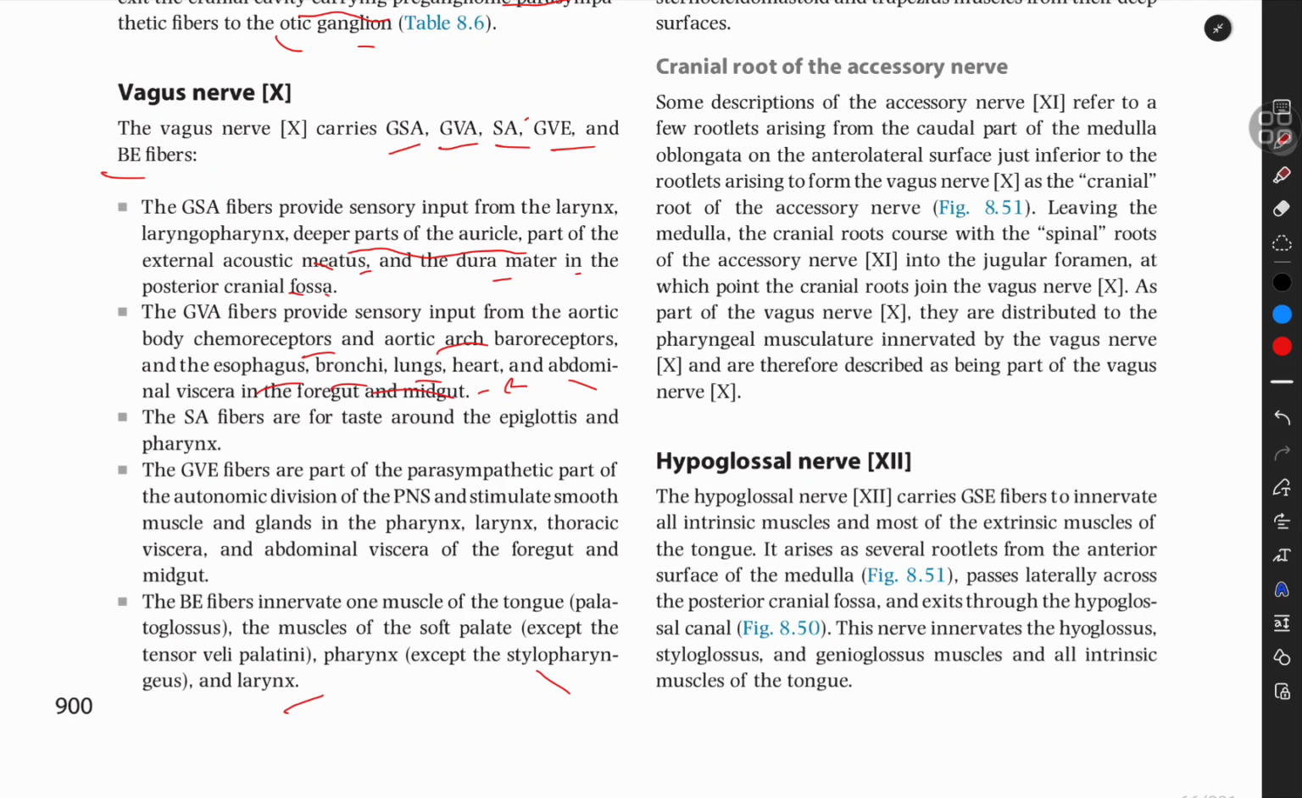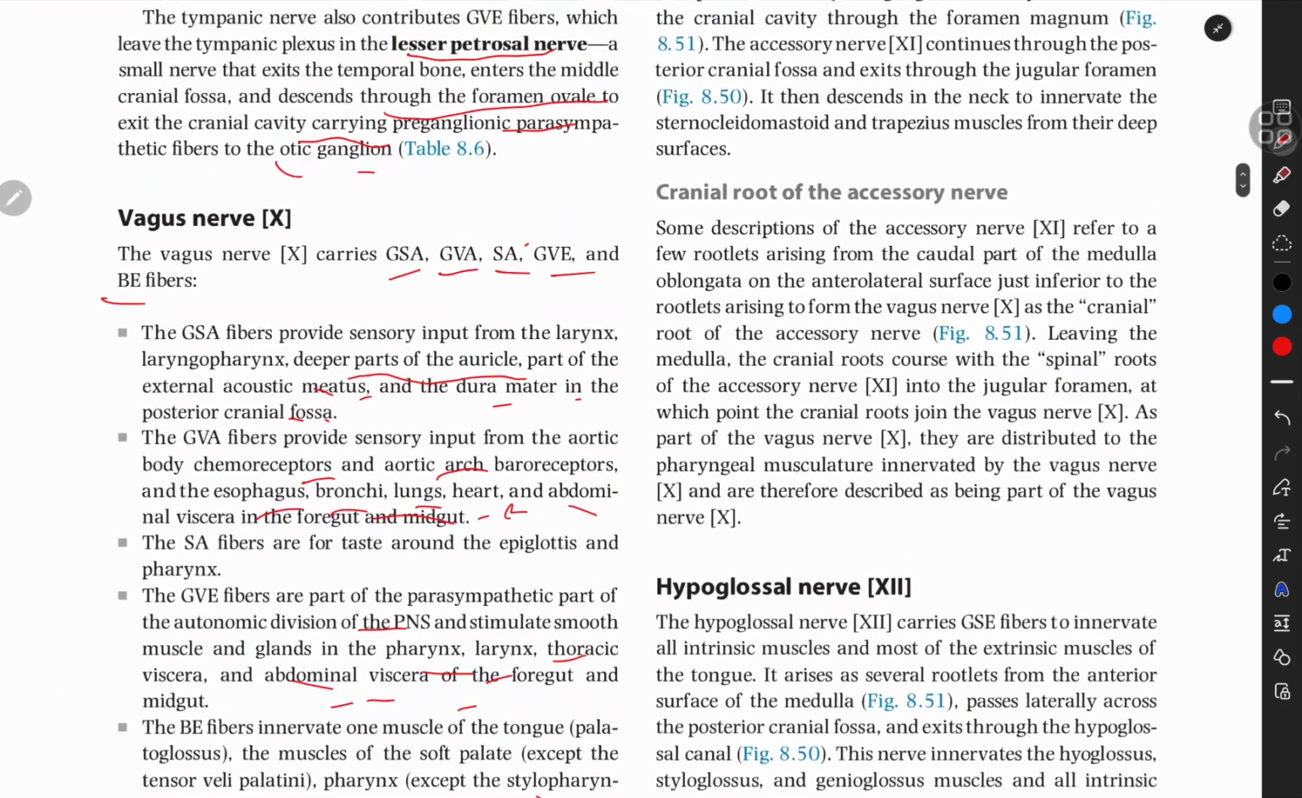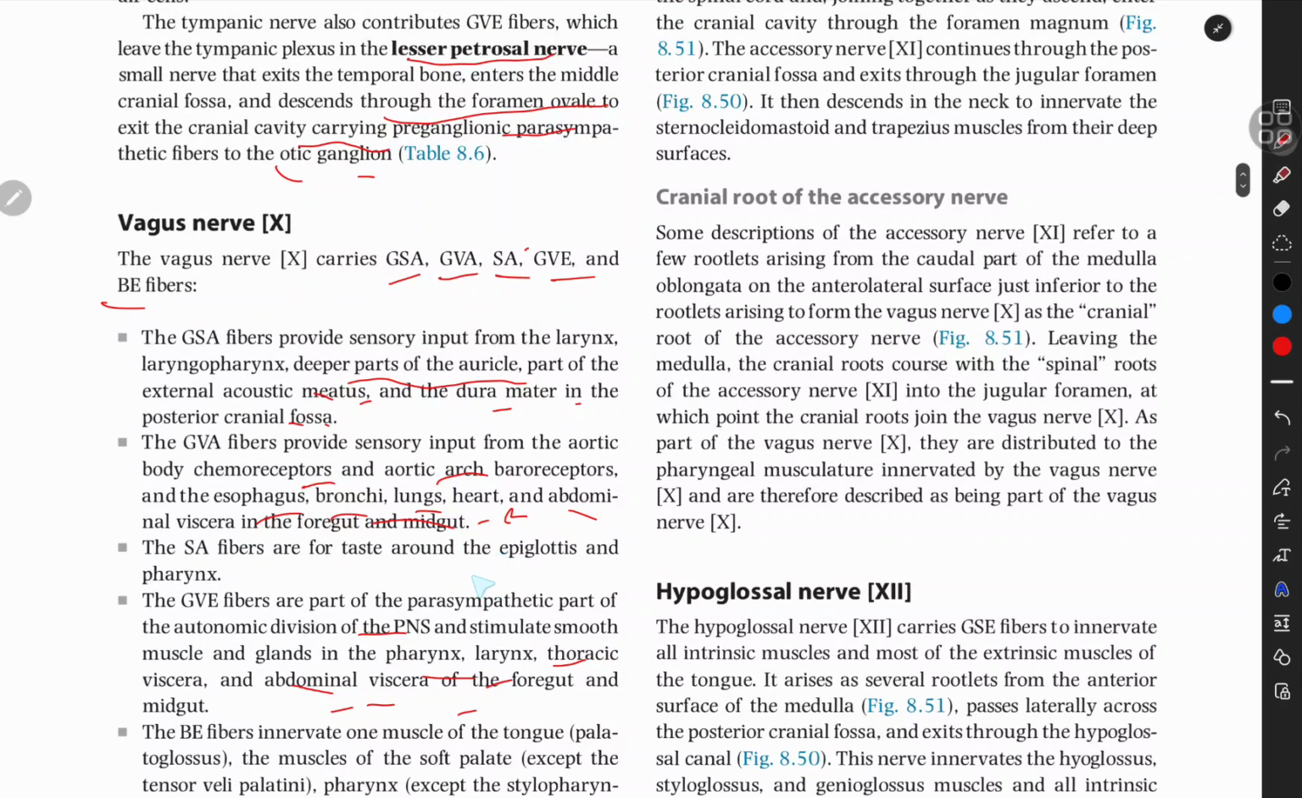General visceral efferent fibers are part of the parasympathetic part of the autonomic division and stimulate smooth muscle and glands in the pharynx, larynx, and thoracic viscera of the foregut. Special visceral afferent fibers are for taste around the epiglottis and the pharynx.